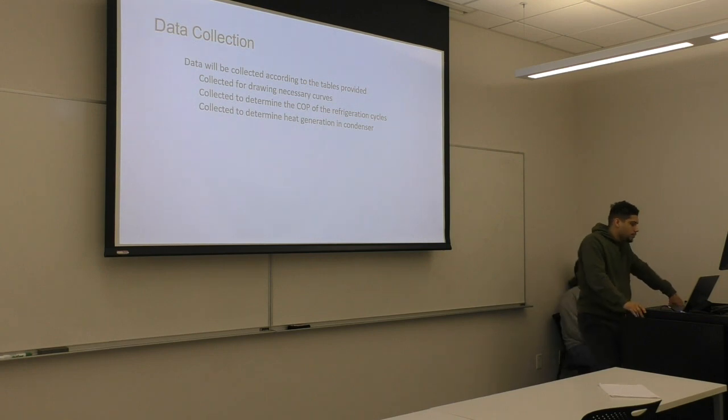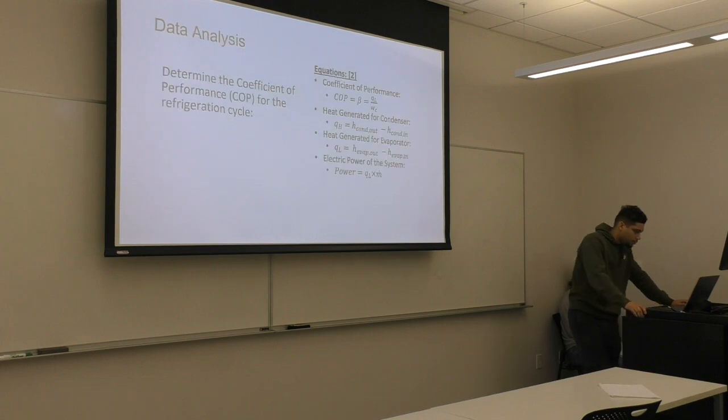The data that we want to collect is enough to draw the necessary curves for the P-h diagram, T-s diagram, and P-v diagram. We also want to collect enough data to determine the coefficient of performance for refrigeration cycles, and enough to determine the heat generation in a condenser. To determine the coefficient of performance, the equation is QL over WC. QL stands for the heat generated for the condenser, and WC stands for the work done by the system.